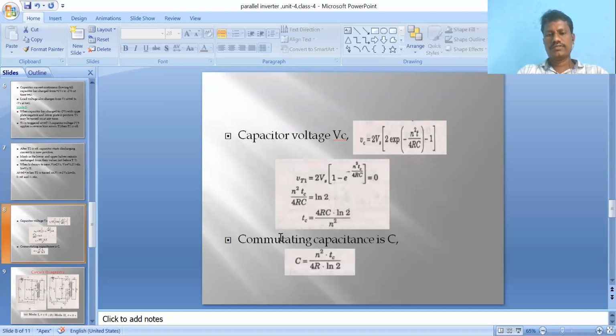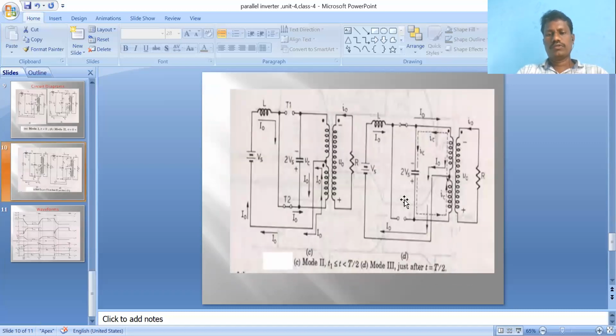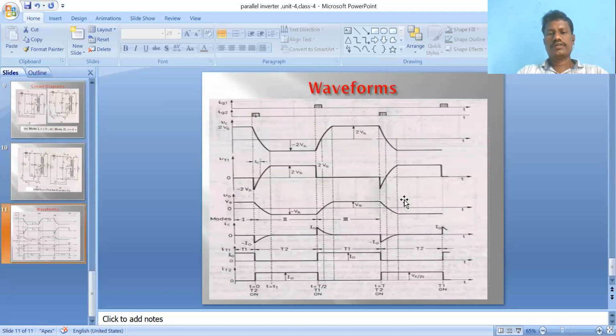So here are the calculations of the capacitor voltage and the commutating capacitor C, and this is the circuit diagram of mode 1, mode 2, mode 3, and these are the waveforms we are getting. Thank you.